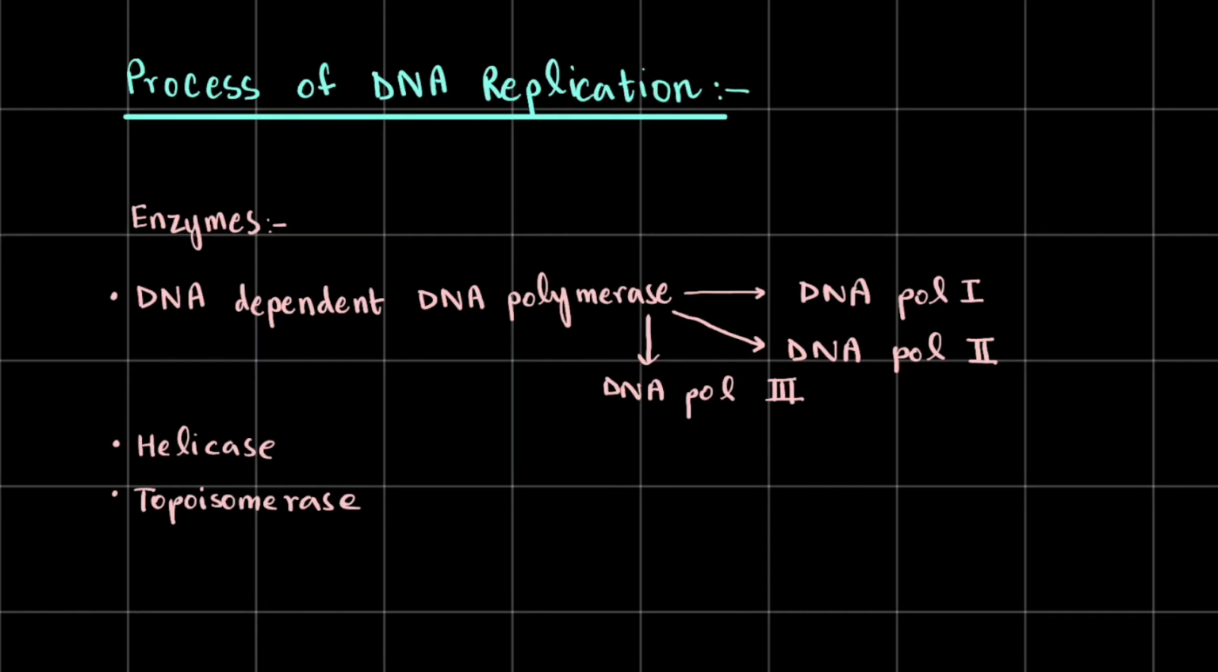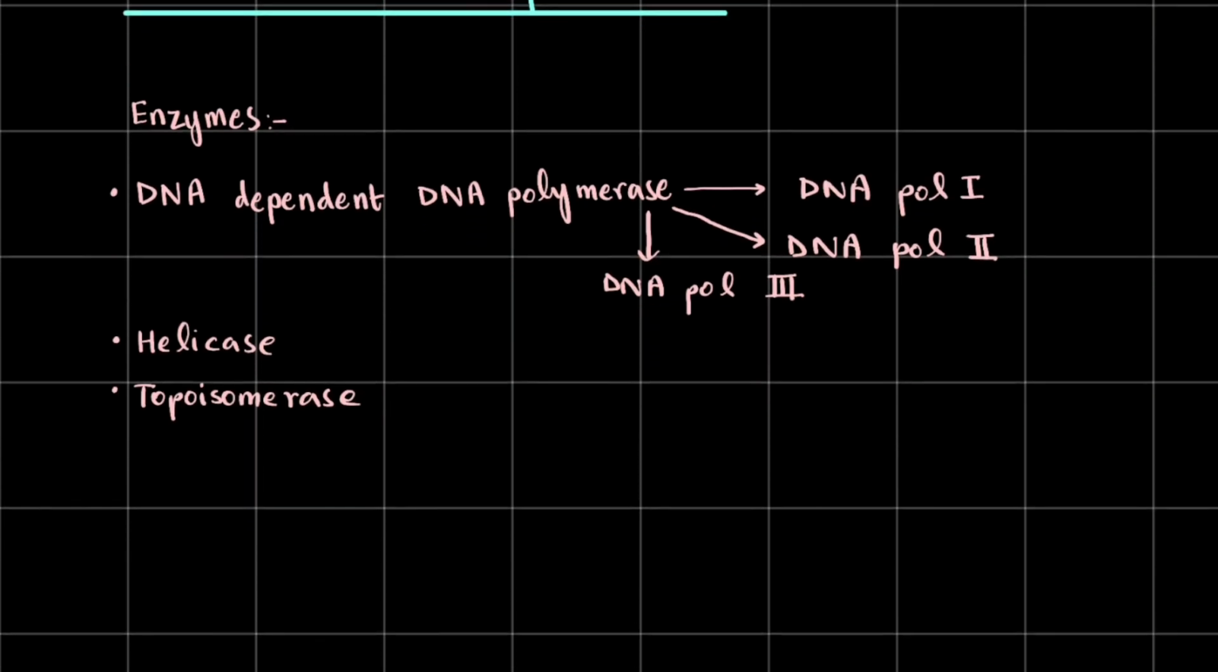So topoisomerase basically relieves the tension. It relieves the supercoiling tension, which we call the torsion, of the remaining part of the DNA that is still helically coiled, that hasn't been opened by helicase yet, right? So topoisomerase is a very important enzyme. It relieves the tension of supercoiling in the remaining part of DNA that has not been opened by the helicase enzyme. That is the function of topoisomerase.